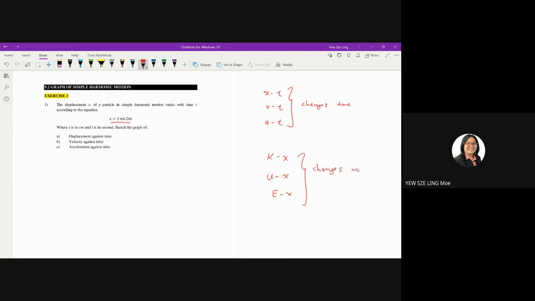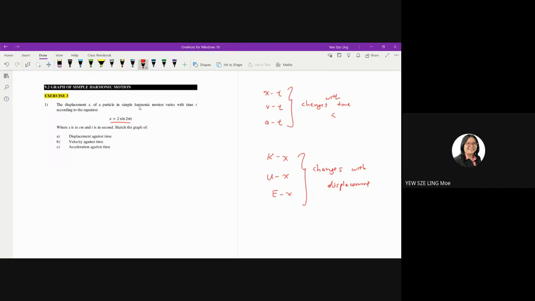So, changes with displacement. At different displacements, it has different values of energy. For x, v, and a, at different times, you will have different values of x, v, and a. So one depends on time, and one depends on displacement. Do we have the graph of energy changes with time? Yes, we do, but that is not in our syllabus anymore, so we can skip that one. In our syllabus, we're going to focus on just these 6 types of graph. You have to know how to sketch the x-t, v-t, a-t, and also the K-x, U-x, and E-x graphs.